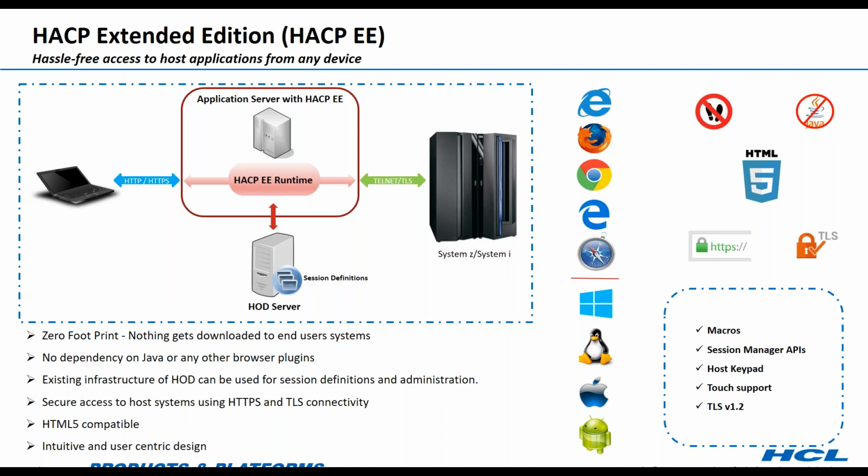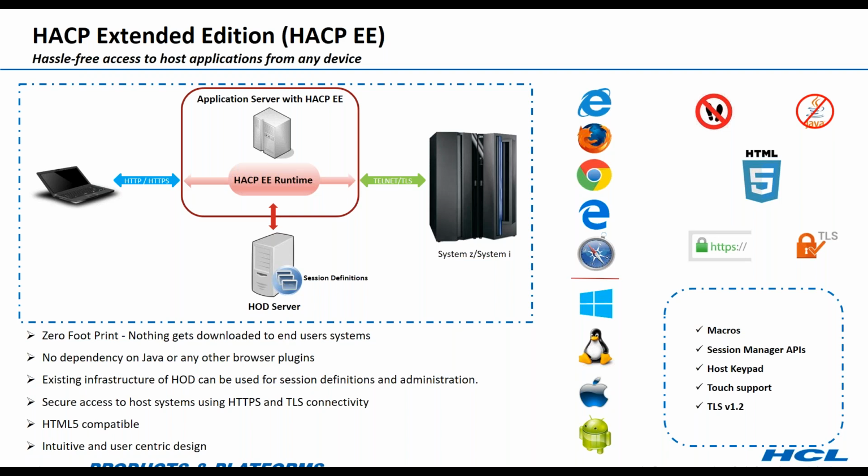And HACP EE also uses the existing Host On-Demand infrastructure. If you have all the users defined and the configurations defined, all the authentication mechanisms set using Host On-Demand, all you need to do is have HACP Extended Edition deployed in an application server and configured with the existing Host On-Demand server to get the configuration files and the user files and everything, and the client can directly see the interface on a web browser and access it.